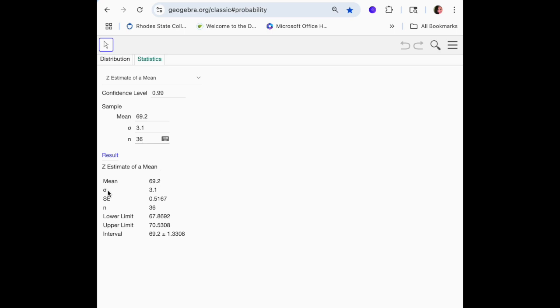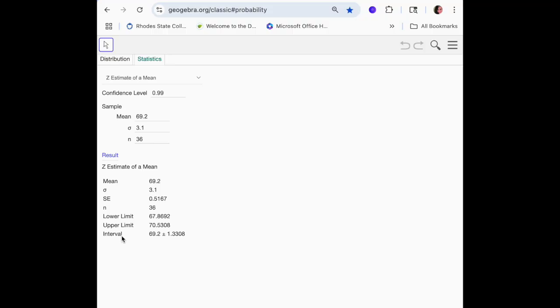It gives us the information that we provided here. This SE is the standard deviation for the sampling distribution. So that's when we would take the 3.1 and divide by the square root of 36. That's where this is coming from. N is our sample size. And then if you look at where it says lower limit, that's what we got when we did it by hand. Our lower limit of the interval was 67.87 when we rounded to two places. And then our upper limit was 70.5308, and we got 70.53 when we rounded.